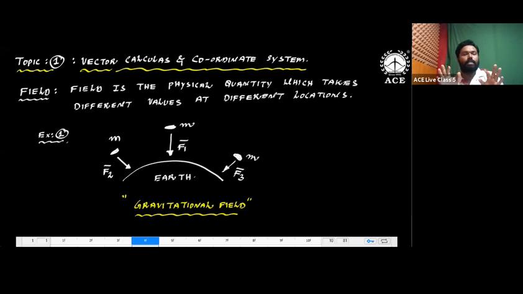What is a vector field? At each and every point it will have a direction as well as a magnitude. What is a scalar field? Scalar field has only magnitude, no direction. Clear? Fine. Now observe here carefully. What are the examples of the vector fields that can be given? I will directly go to the examples.